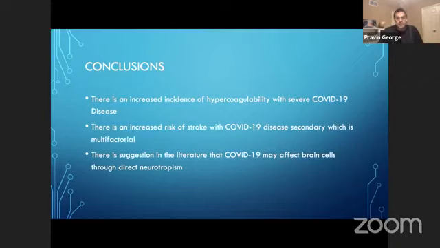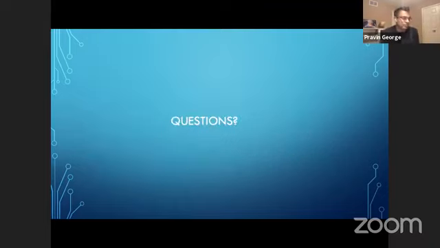And there is suggestion in the literature now that COVID-19 may be affecting brain cells through direct neurotropism, but the actual effect is yet to be seen and to be proven. I'll end there and give some time for questions.